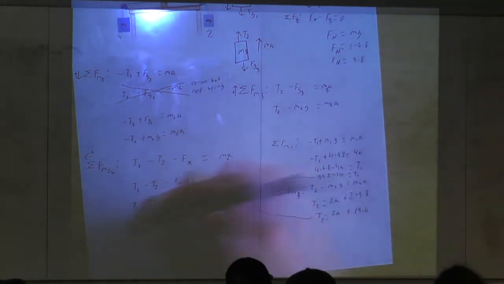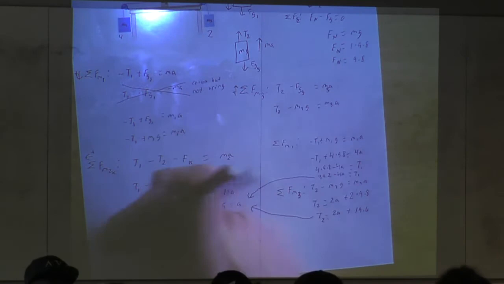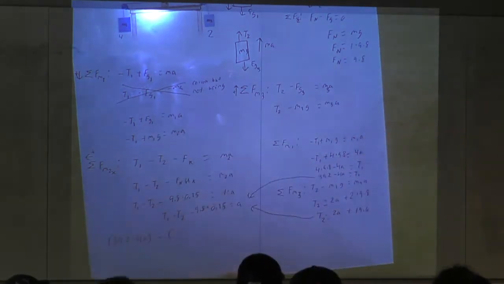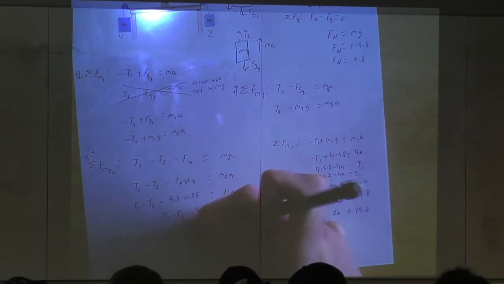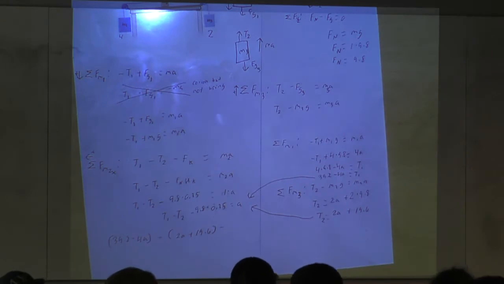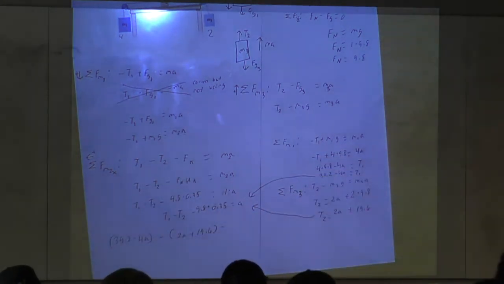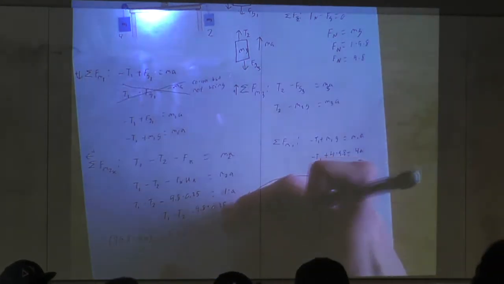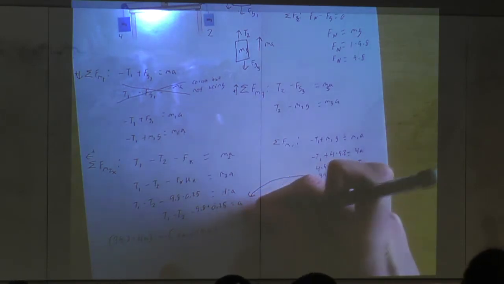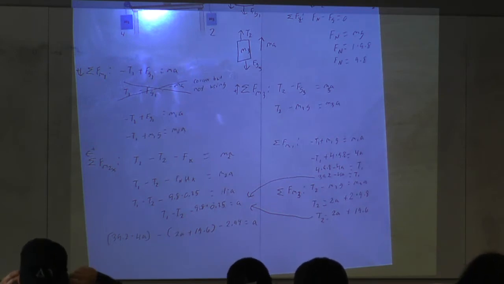So T1 was 39.2 minus 4a. There's T2, and then, oh crap. Okay, so now everything's in terms of A. Now we just have to do algebra and solve for A, and then it'll be our part A, and then part B, and then part C will be extremely quick.